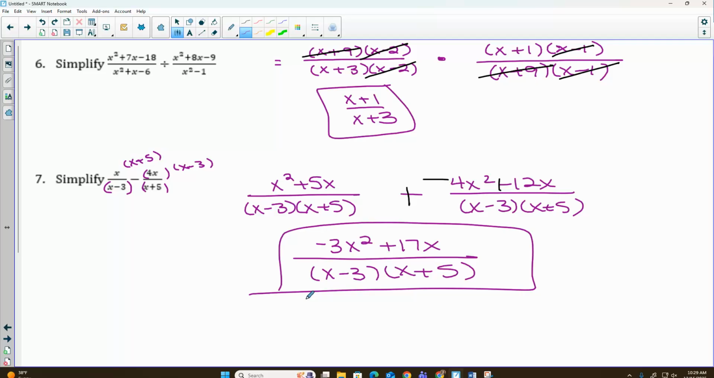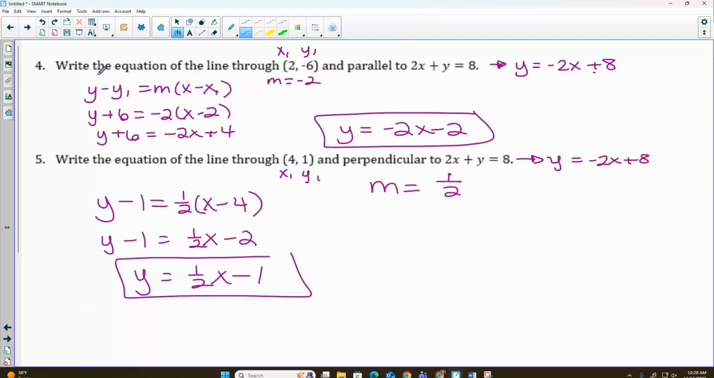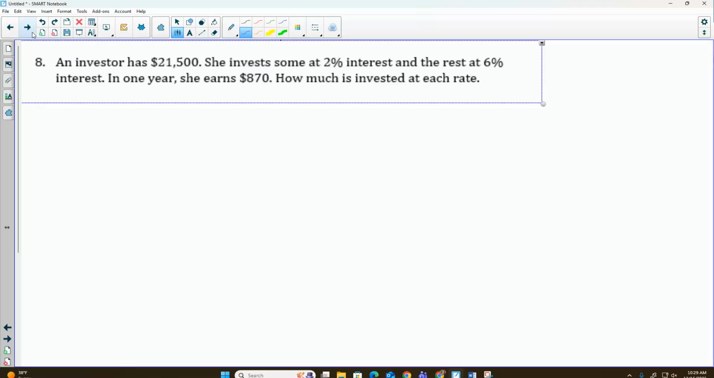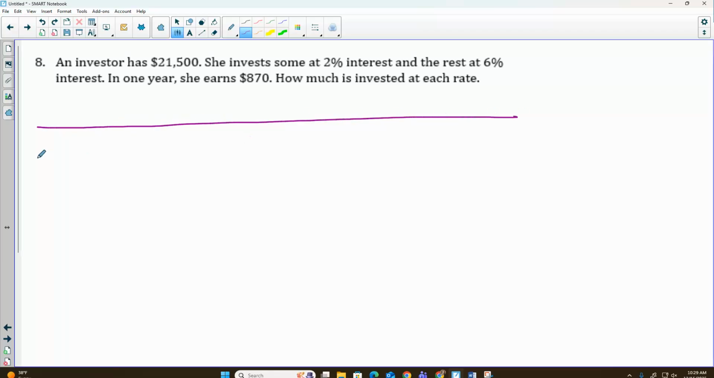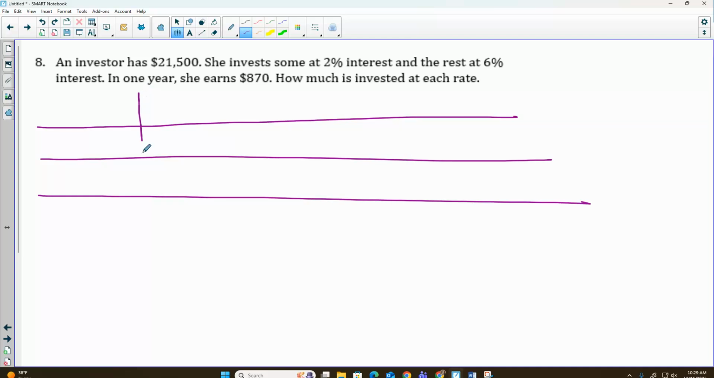Then, last thing on here, I put a couple different word problems, and we should be at least able to get through one of them. So, when we had these word problems with a lot of information, our strategy was to make a table. And across the top of the table, we always put our formula. So here we have an investor, has $21,500, she's investing some at 2% and the rest at 6%. So I'm talking about interest. What is my interest formula?